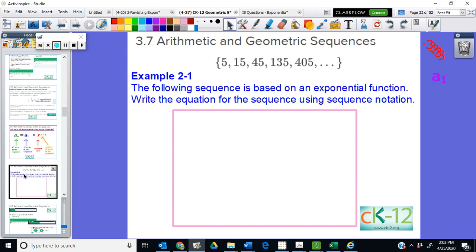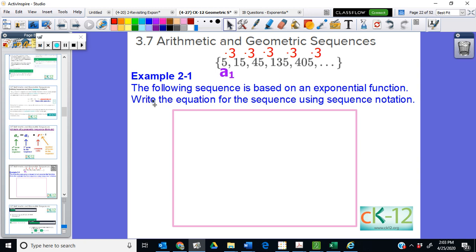So let's take a look at an example. Here we have a sequence, and it is a geometric sequence. We know this because what do we multiply 5 by to get 15? 3. What do we multiply 15 by to get 45? 3. And it keeps going. 45 times 3 is 135. 135 times 3 is 405. And it would keep going in that same pattern. So what that multiplied by 3 is our rate of growth. That's the common ratio. We know what our first term is, that's 5.